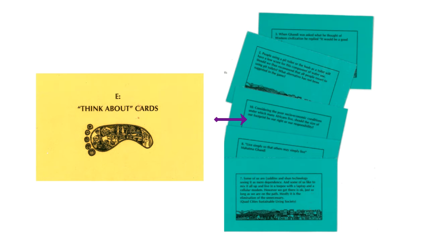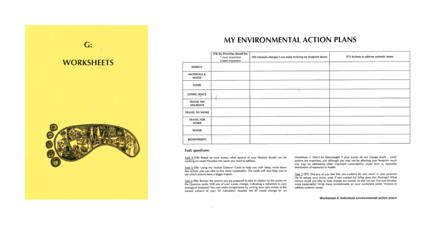So often a footprint is all about the big impact that you have on the environment, and it's all about cutting down. But we have to acknowledge that there are people in the world whose footprint is very low and who actually need to increase their footprint in order to increase their standard of living. So these kinds of complexities and dilemmas are raised through these think about cards.